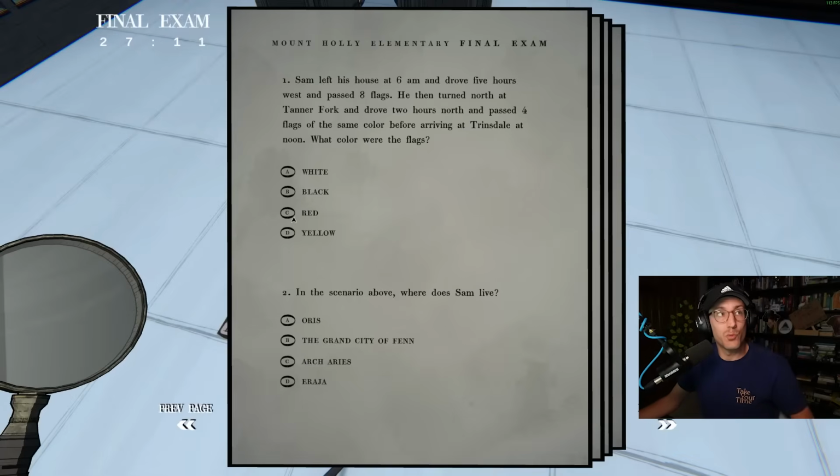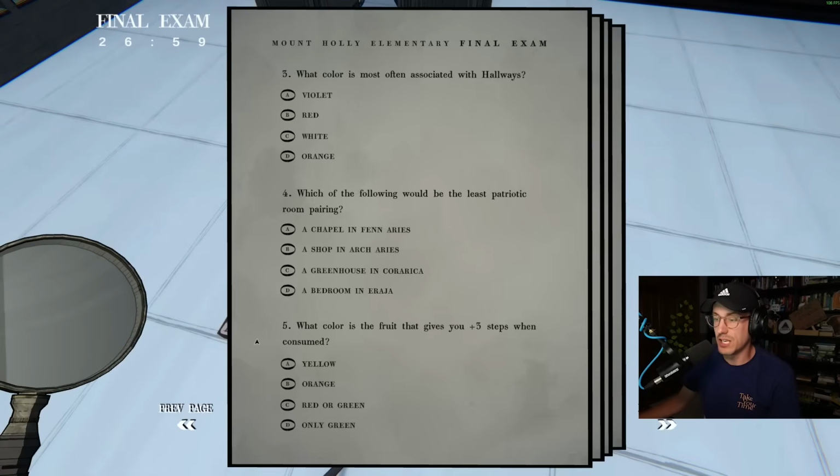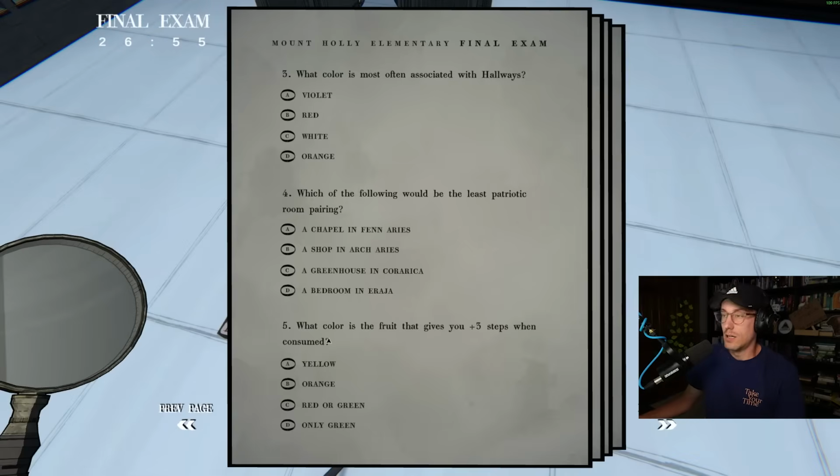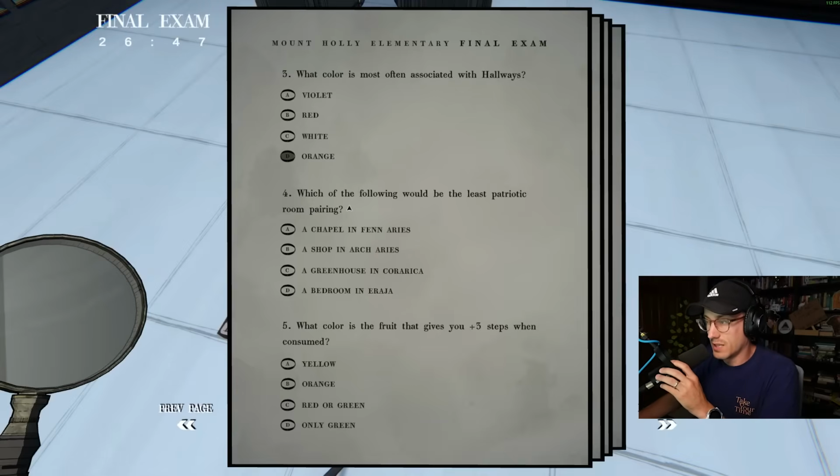My guess is like Red and Grand City of Finn. Can you not change your... Oh no, you can't change it? Oh fuck, okay. What color is most often associated with hallways? Orange. Which of the following would be the least patriotic room pairing?